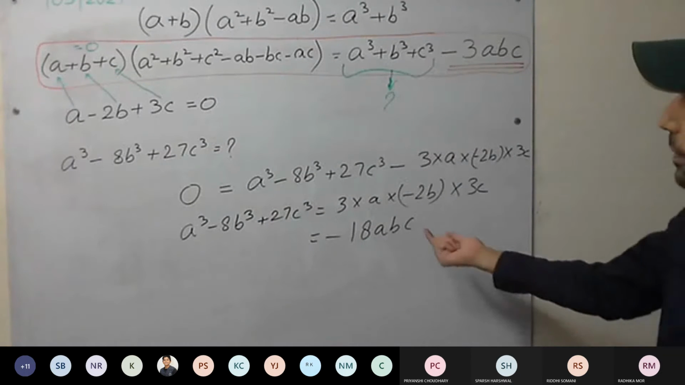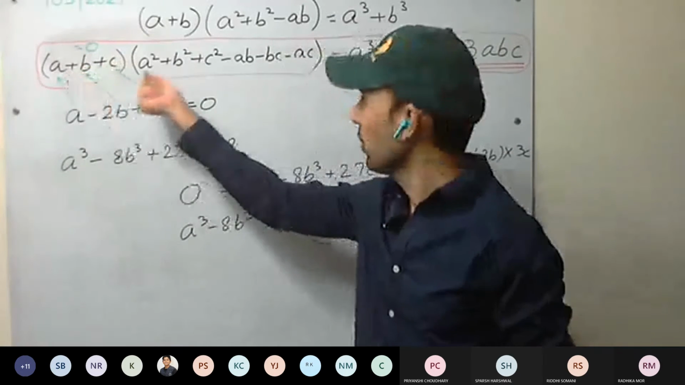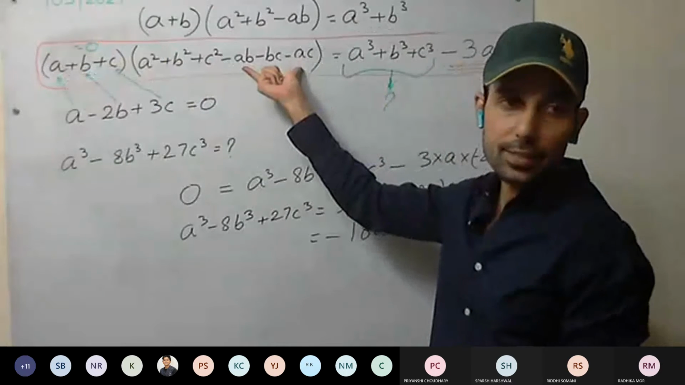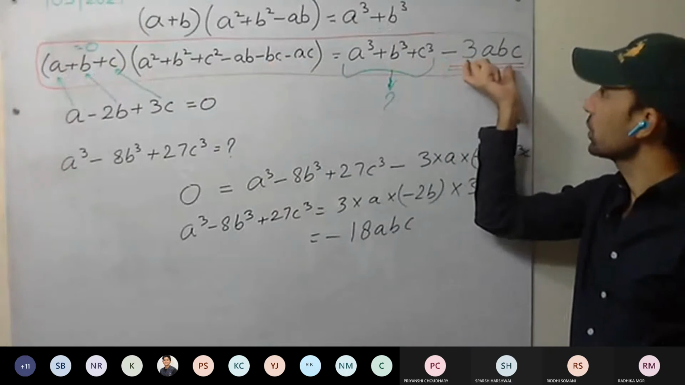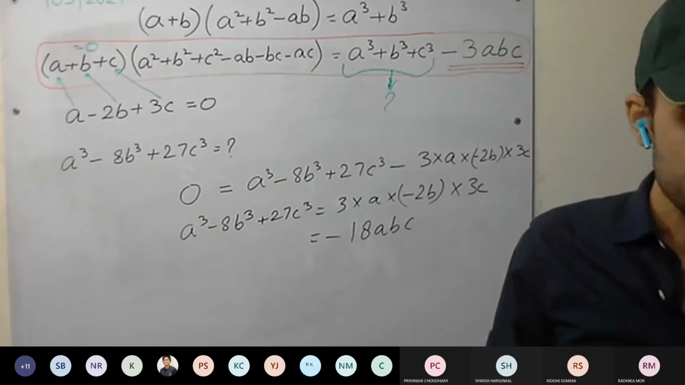So what is being given? This is given. It means this whole thing will be 0. 0 multiplied with anything is 0. So this equal to 3abc. And we have multiplied. Understood?